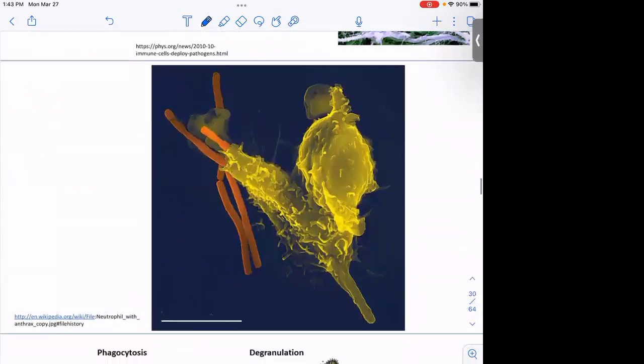This picture of phagocytosis, I didn't post this. If you Google phagocytosis, this is Wikipedia's picture of phagocytosis. It's supposed to be a neutrophil that's phagocytizing an anthrax bacterium. So it's kind of a cool picture, but the neutrophil should be way, way bigger than the bacteria. So I'm sort of puzzled by that, but okay, kind of a cool picture anyway.